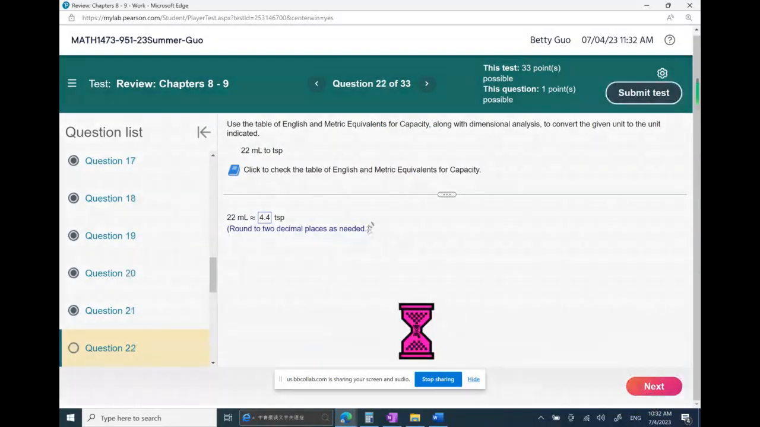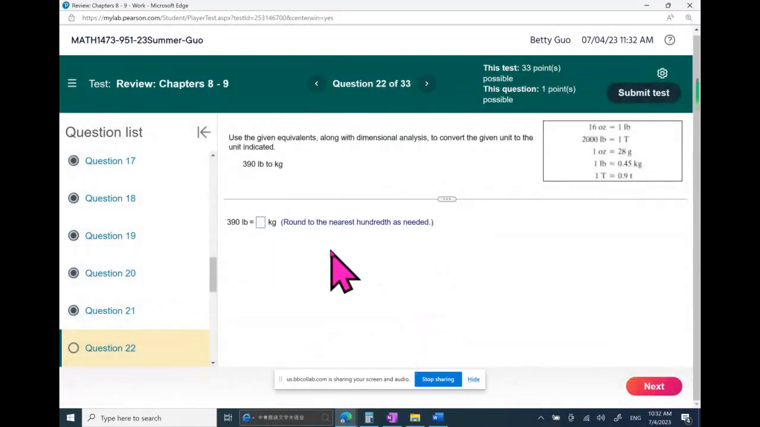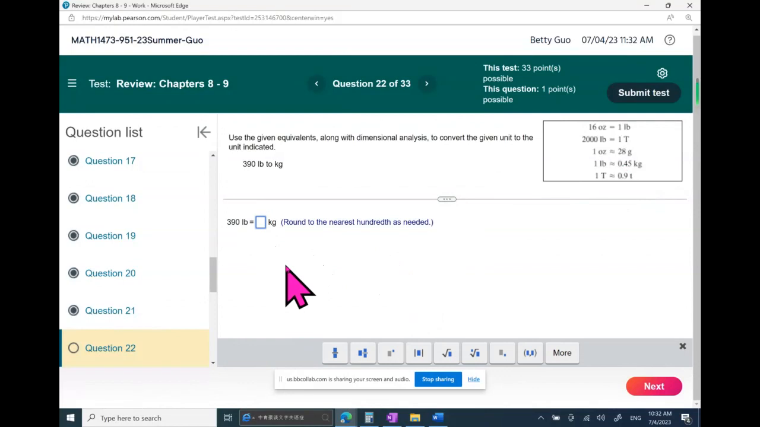And next, from pound to kg. Do you see the conversion equation, the last second? 1 pound is around equal to 0.45 kilograms. So kilogram is a bigger unit, and we want a number in front of smaller. So how do we make it smaller? Simply multiply 990 by 0.45.